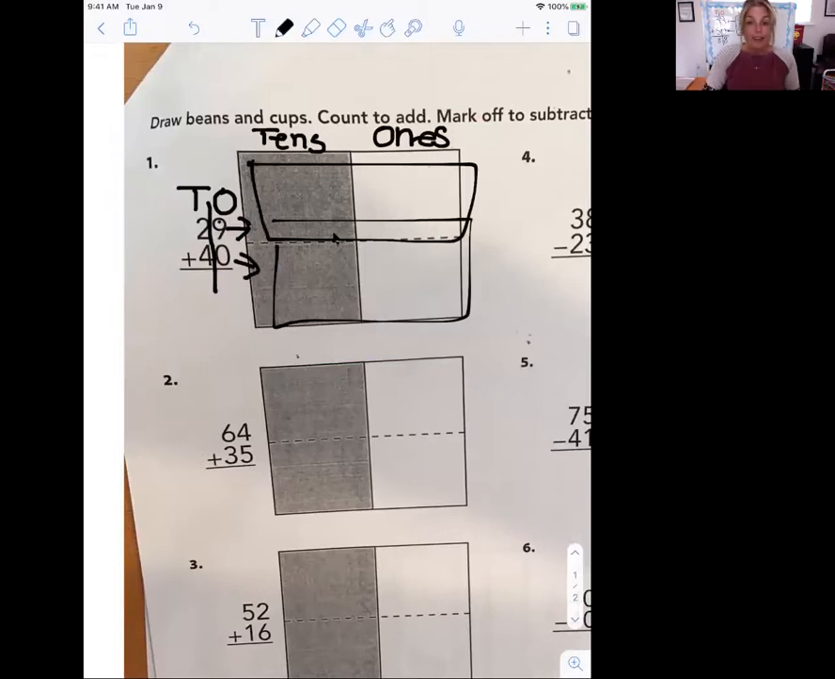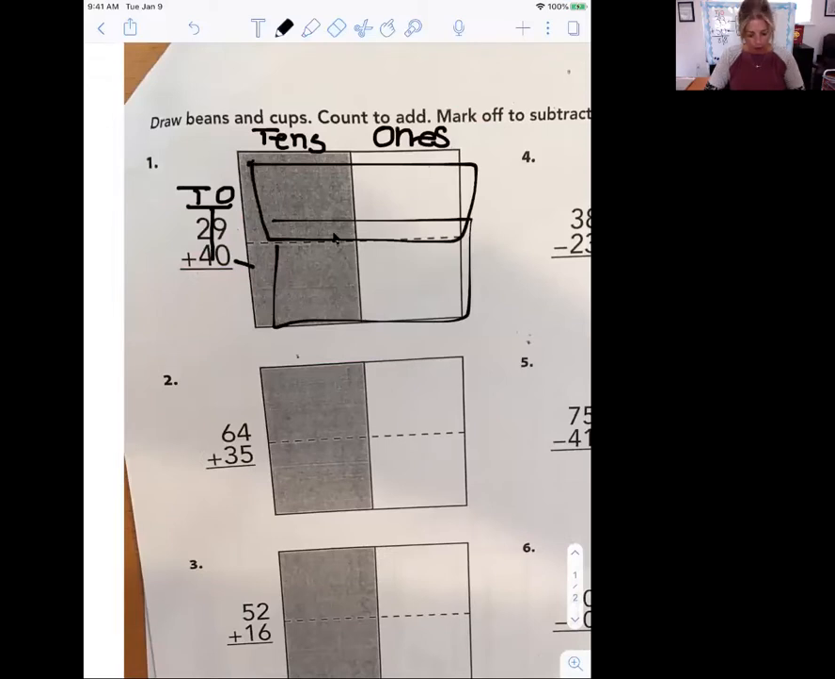Okay. Now you have finished drawing your cups of 10s and the single beans or circles, whatever it is that you want for your 1s. Now you're going to solve the problem by adding your 1s first. Add your 1s first. And then add your 10s.